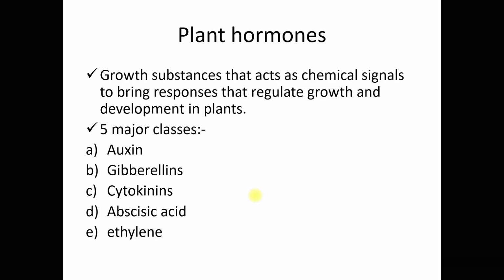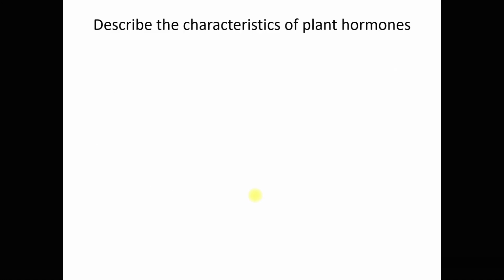They are the auxin, do mind the spelling, gibberellins, double B and double L there with S at the end. Then cytokinins, abscisic acid, and ethylene, right? So students, please mind the spelling, all right? A small or minor error on the spelling, you'll be penalized in the exam.